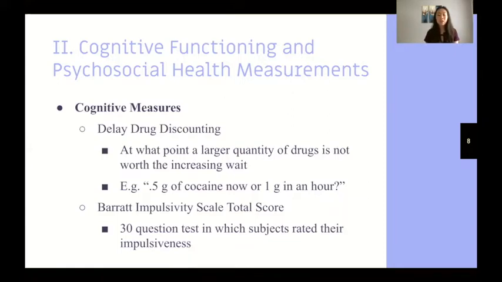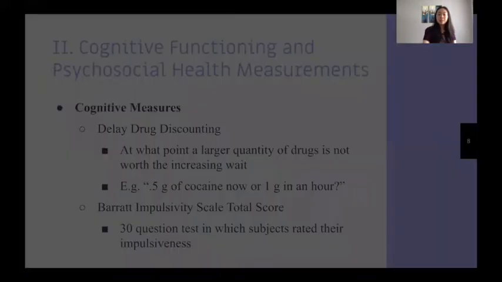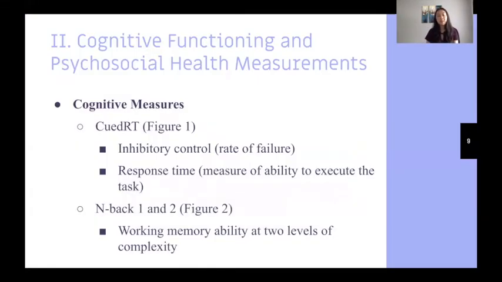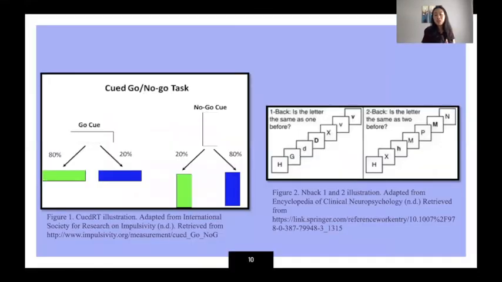Along with this, I also measured impulsivity through the Barratt Impulsivity Scale Total Score, which is a 30-question test in which subjects rate their impulsiveness. Along with this, some more cognitive measures I used were the cued RT and the N-back 1 and 2. The cued RT measures inhibitory control and response time, and the N-back 1 and 2 measures working memory ability at 2 levels of complexity. On this next slide here, I have an illustration of both of those.